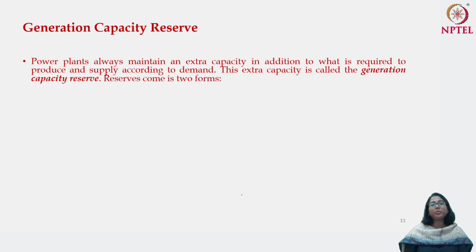Okay. Next, we move on to another concept which is called generation capacity reserve, which just follows the concept of the load dispatch. The power plants always maintain an extra capacity in addition to what is required to produce and supply according to demand. So if my demand is 400 megawatt, then I would try to be ready to produce a little more than that, because you never know when something goes on malfunctioning. This extra capacity is called the generation capacity reserve. It is like a buffer, like a cushion that you can use when it's needed. If it is not needed, you don't use it.